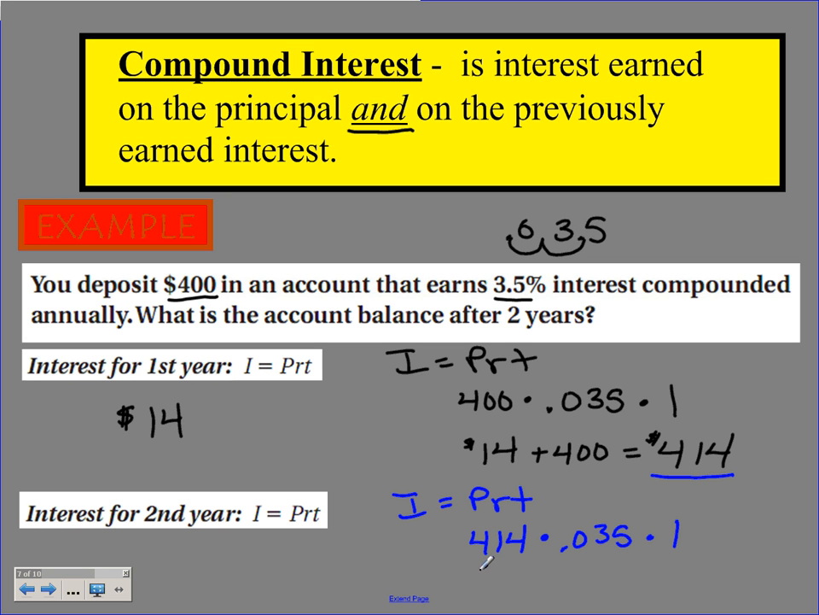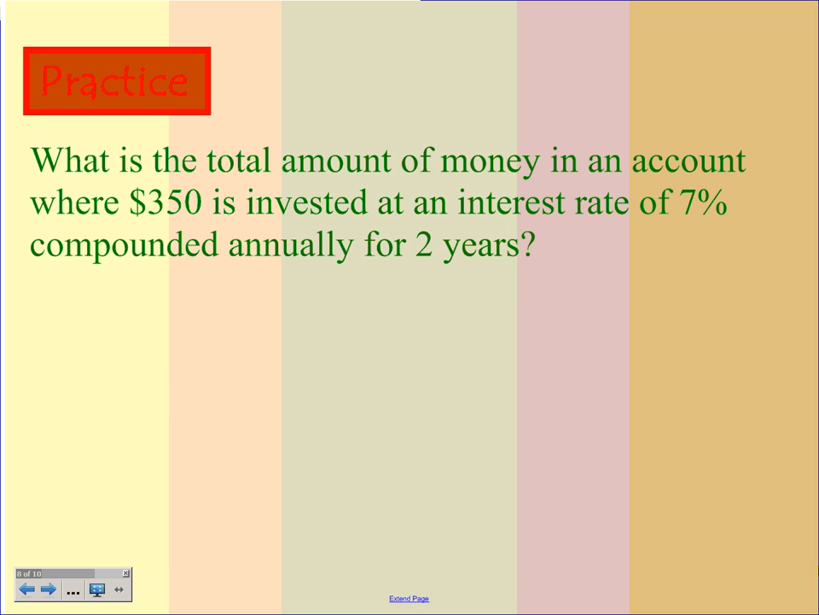We get $14.49. So our interest for the second year was $14.49. Our balance after 2 years, if we add that onto the $414 that was in our account, is a total of $428.49. Pause this and try compound interest on your own, and then come back and we will do it together.